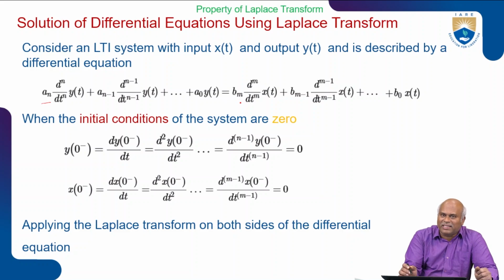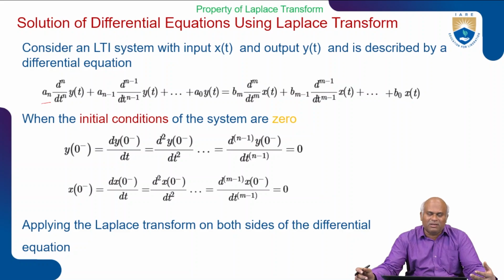is equal to b_m on the right side, d^m x(t)/dt^m plus b_(m-1) d^(m-1) x(t)/dt^(m-1) plus up to b0 x(t). a_n and b_n are both constants, represented as real constants. So for these differential equations, all initial values are 0. That means the initial values are 0 in the system of LTI cases.